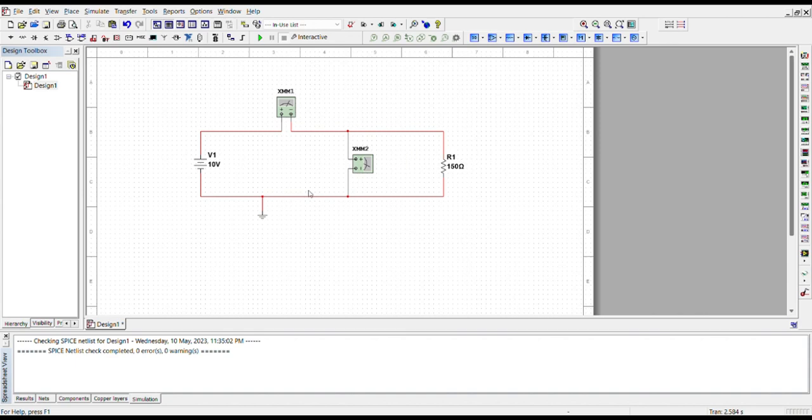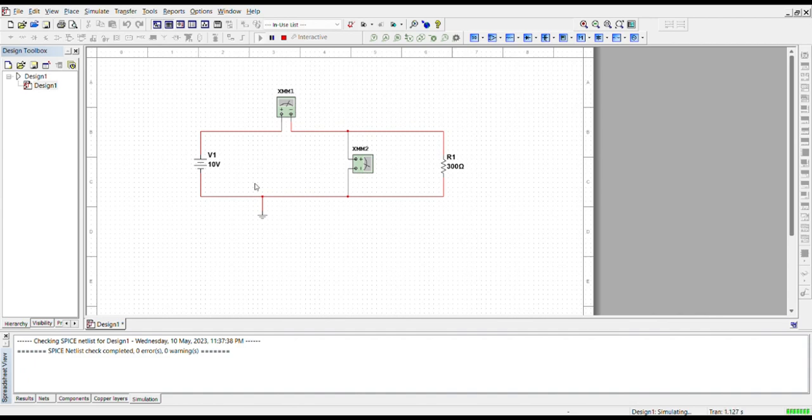So after we perform the circuit, we can run it, and from the data given here, we can conclude that our current is 67.667 milliampere here, and the voltage is 10 volt for 150 ohm. Then we stop and change the value of load to 300 ohms, and we run again.